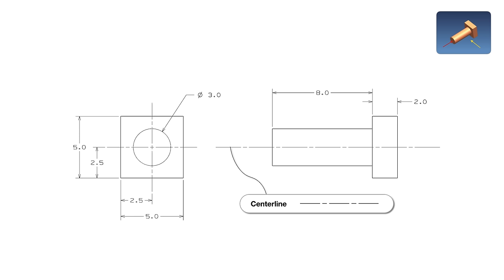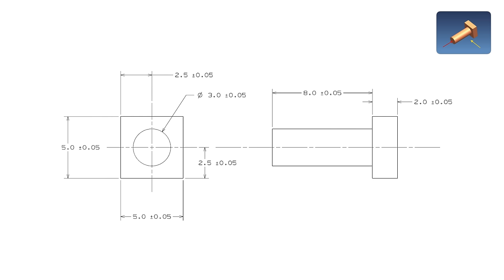You have to apply tolerances to your dimensions, which are like upper and lower limits for the parts that you'll accept. Here's a common way to show tolerances. I've added plus and minus signs to all the dimensions, plus and minus 0.05 millimeters.